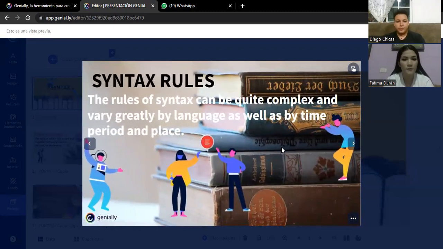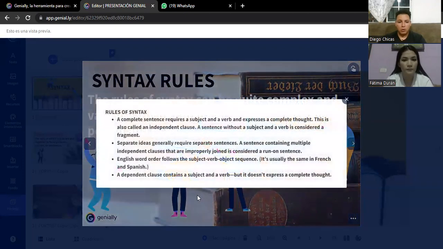Syntax rules. The rules of syntax can be quite complex and vary greatly by language as well as by time, period, and place. Rule of syntax: a complete sentence requires a subject and a verb and expresses a complete thought. This is also called an independent clause.